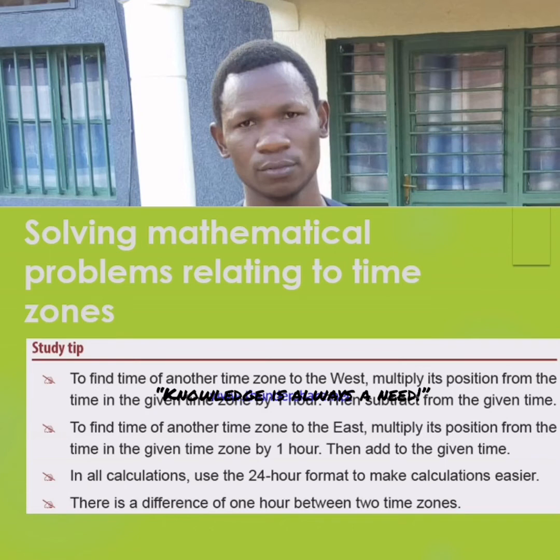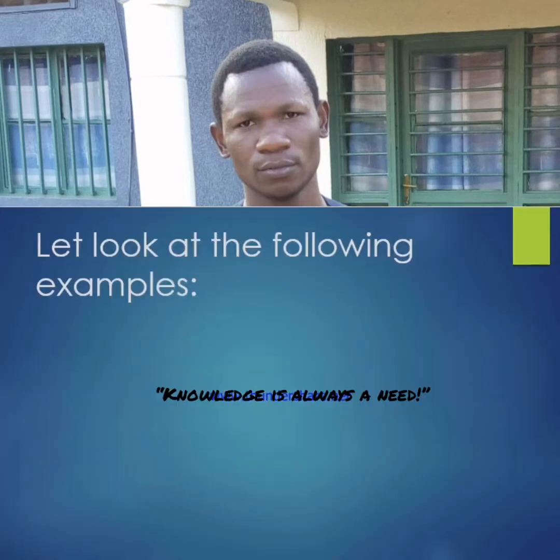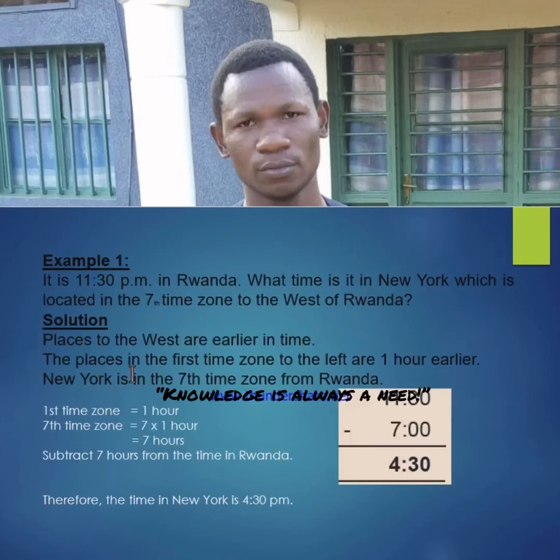So let's look at some examples. We'll be having 2 examples which will help us to master this lesson. The first one. We are going to mention 3 things that will help you to really understand how we solve these problems. It is 11:30 p.m. in Rwanda. That is the given time.